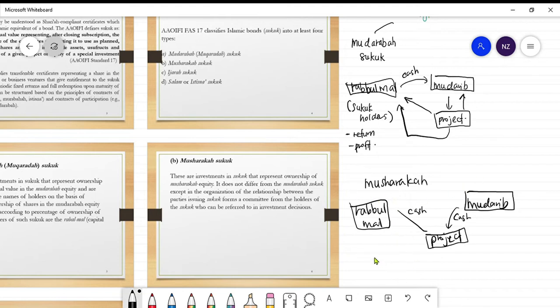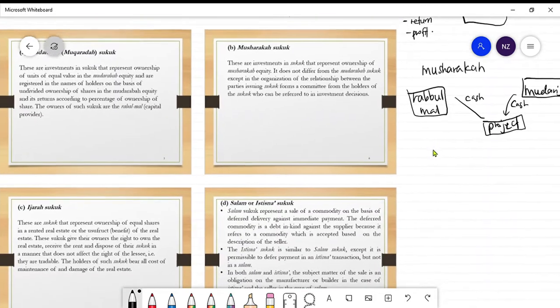Okay, and disebabkan dia adalah partnership contract, dia punya concept of return of profit sama macam mudarabah lah. Kiranya bila projek ni dapat profit, dia punya profit akan di-share according to the profit agreed ratio between the Rabbul Mal and Mudarib. Itu untuk musyarakah.